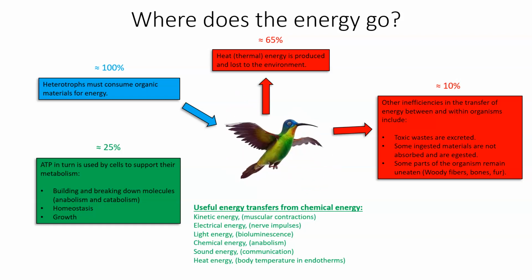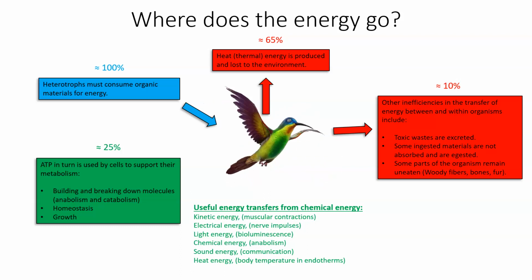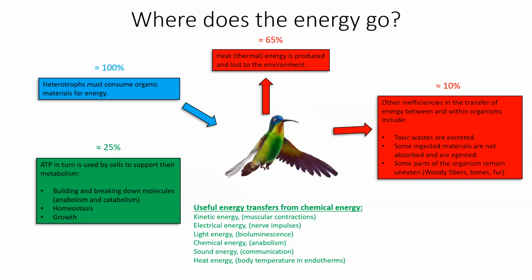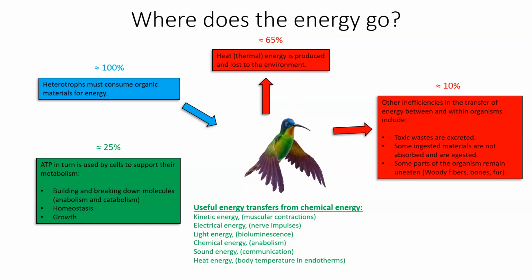Now, that 10% is going to be lost to other inefficiencies, such as some things that we eat are simply not going to be digested or not going to be absorbed and are going to be excreted or egested through feces or urine.